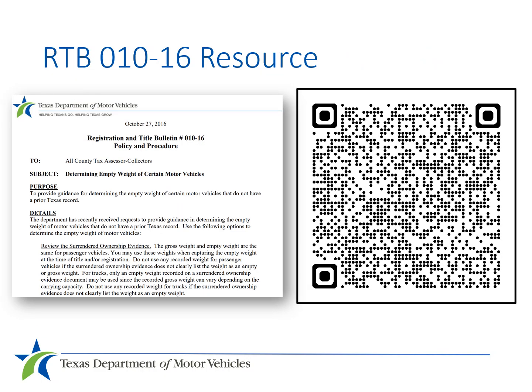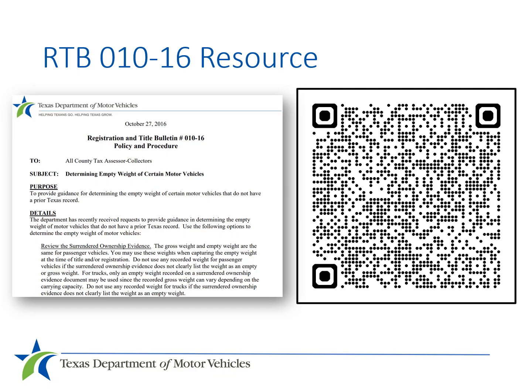Registration and title bulletins, also known as RTBs, are TxDMV published communications to help relay information such as policy changes and to help provide clarification on policy changes as needed. The QR code provided on this slide will take you to RTB 010-16, determining empty weights of certain motor vehicles, which was sent out October 27, 2016. This resource will be referenced in the training a few times, so it's good to have it available.